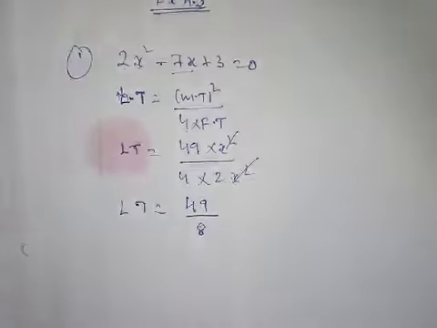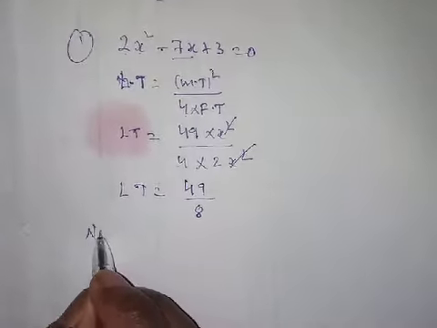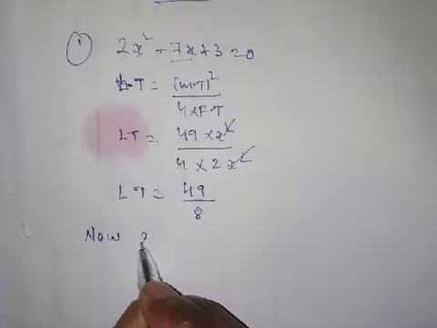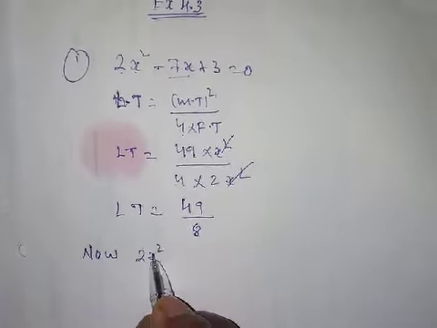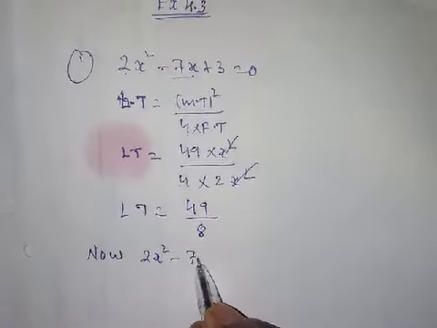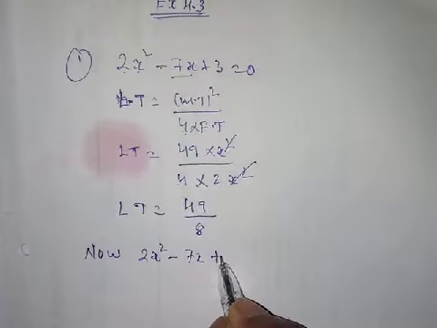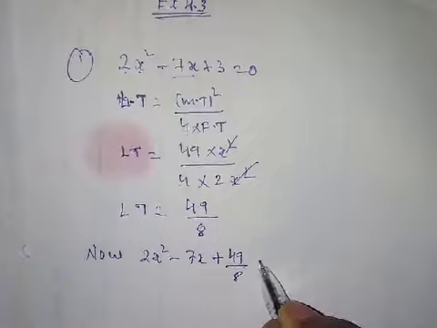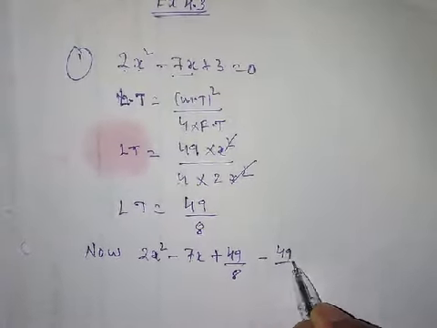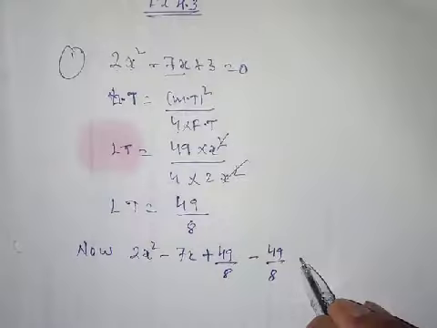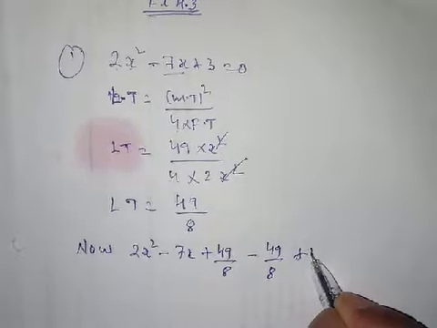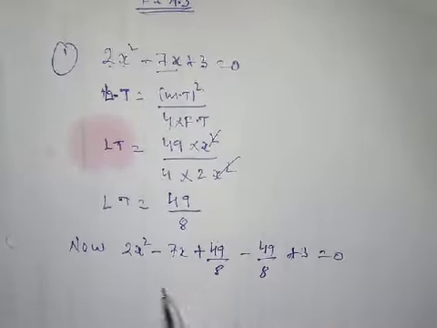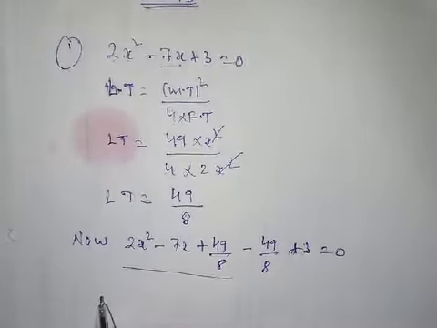So rearrange that. Now we have 2x² − 7x + 49/8. You have to subtract 49/8 because you added it. What was left initially was +3. So + 3 = 0. This becomes a perfect square.